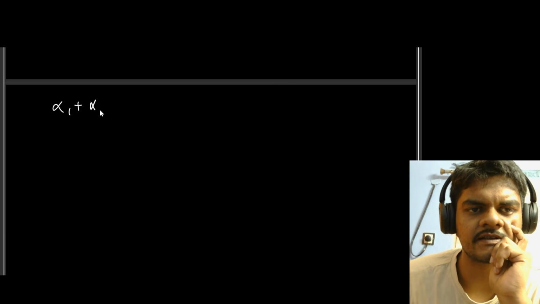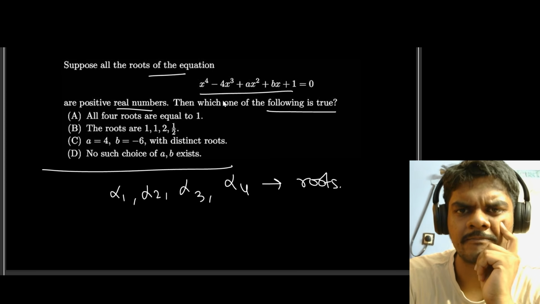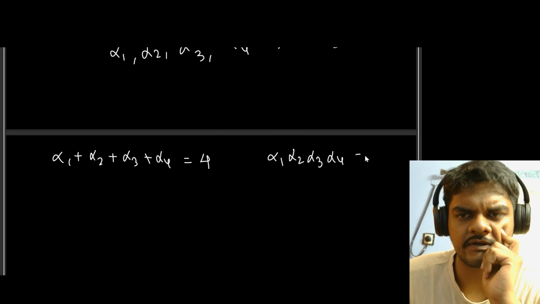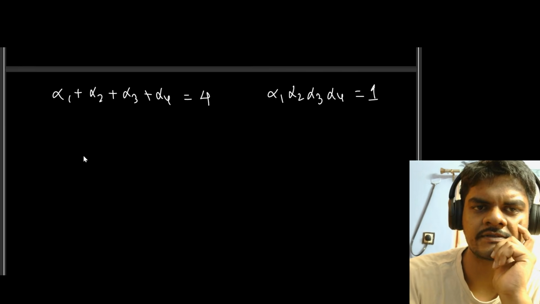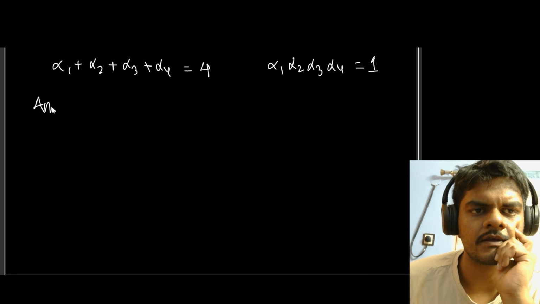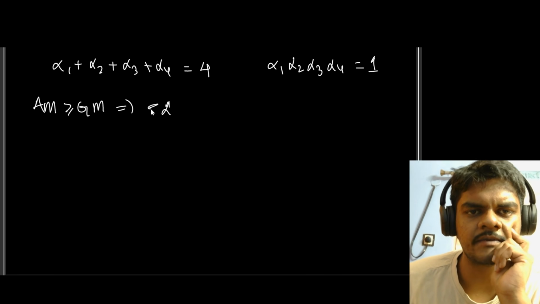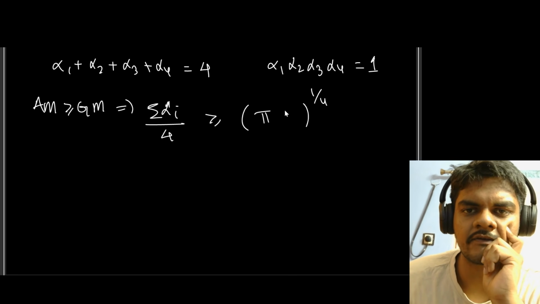That means what do we have? The root coefficient relation. Here we'll use that alpha 1 plus alpha 2 plus alpha 3 plus alpha 4 is equal to minus b by a, right? That is 4. So that's not a problem. And then the product alpha 1, alpha 2, alpha 3, alpha 4 is 1. Now, we know the sum, we know the product. Can we use AM-GM inequality? AM greater than or equal to GM implies summation alpha i by 4 is greater than or equal to the fourth root of the product of alpha i.